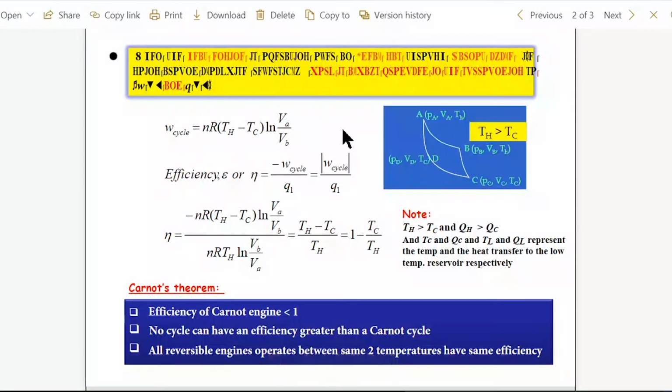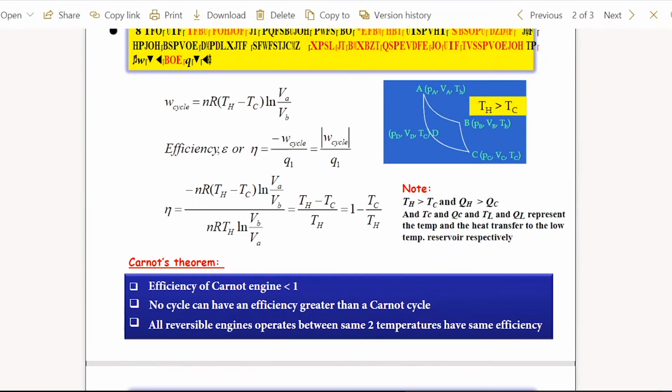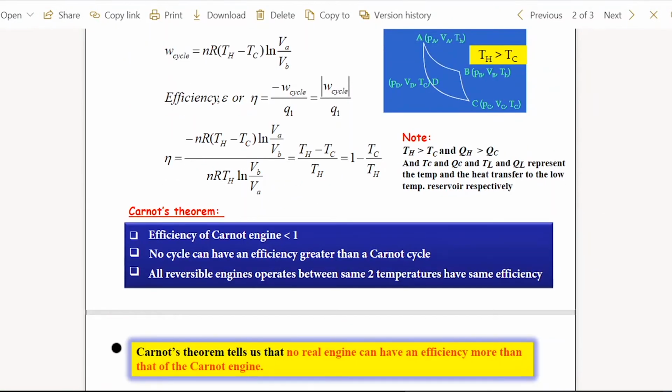Now I'm going to skip this. I don't know what is happening here. I'm going to skip this, but this is the postulation of Carnot's theorem. The efficiency in Carnot's theorem says that it is always going to be less than 1. No machine operating between the same temperatures of source and sink can have an efficiency more than that of the Carnot engine, and that is always less than 1.